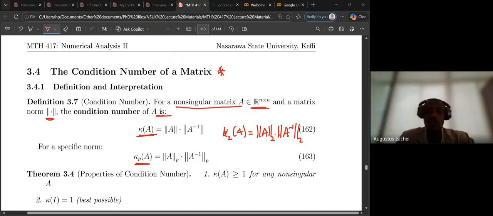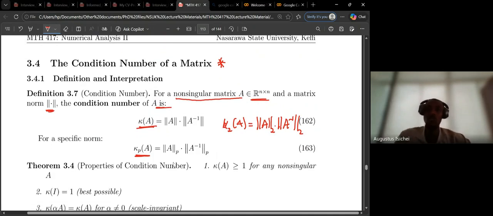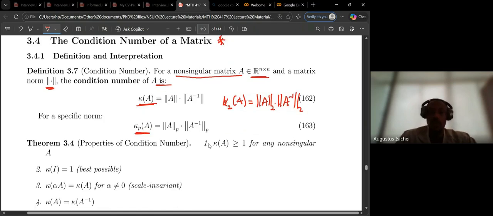So there are some properties of the condition number that are important that you know. Please write them down. I hope you guys are writing all these things down. I'm giving these properties as a theorem. Theorem 3.4, properties of condition numbers. Number one: the kappa of A is always greater than or equal to 1 for any non-singular matrix A.